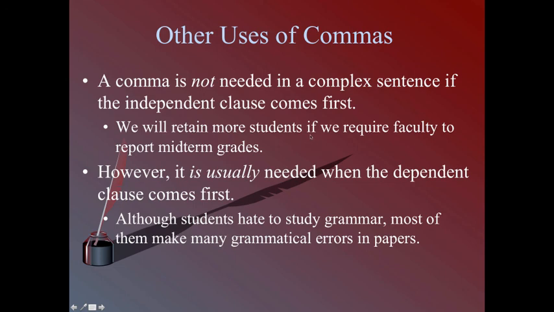However, if the dependent clause comes first, usually you do. Although students hate to study grammar, most of them make many grammatical errors in papers. Okay, so we have although, which is a subordinating conjunction, so it makes this first clause dependent. Because of the length of this clause, a comma is necessary. Some people will leave it out, and it is a bit of a style preference, but generally you'd want to keep it in.